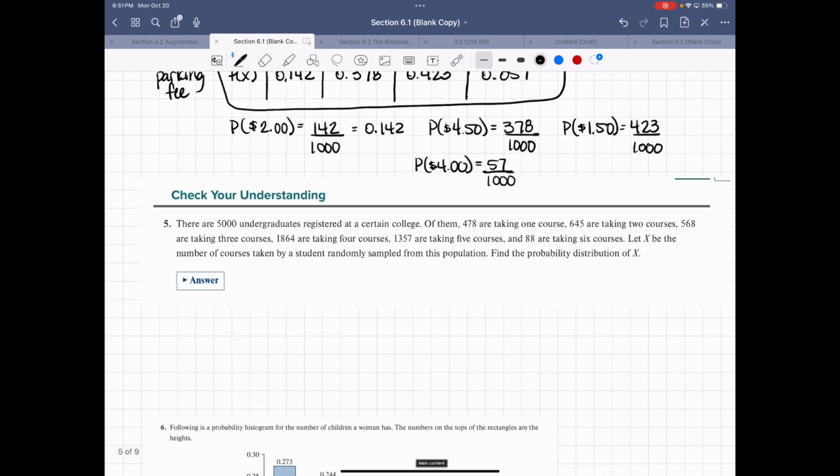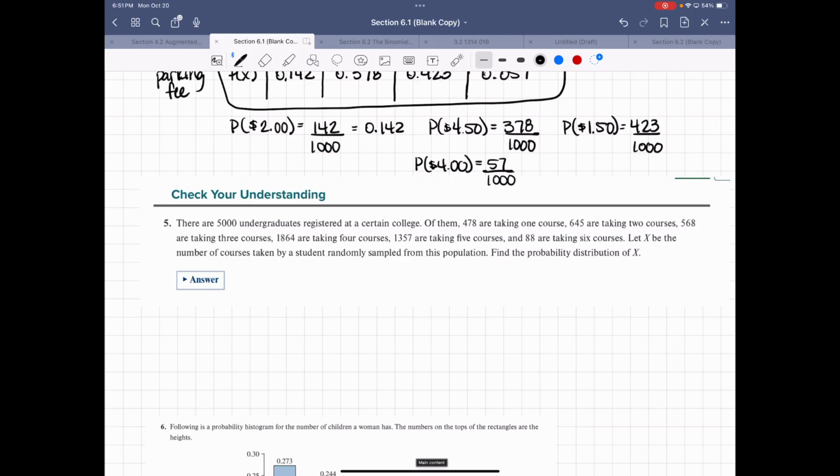Number 5 says there are 5,000 undergraduates registered at a certain college. Of them, 478 are taking one course, 645 are taking 2 courses, 568 are taking 3 courses, and 1,864 are taking 4 courses. 1,357 are taking 5 courses, and 88 are taking 6 courses. Let X be the number of courses taken by a student randomly sampled from this population. Find the probability distribution of X.